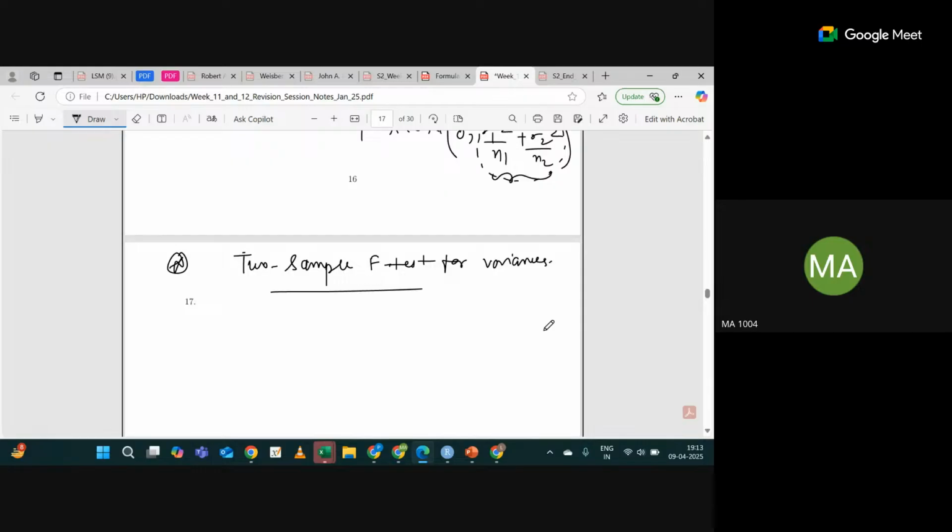See, for mean, you can say the mean weight of machine A is equal to the mean weight of machine B. What about variance? Why are we interested in variability? Anyone?